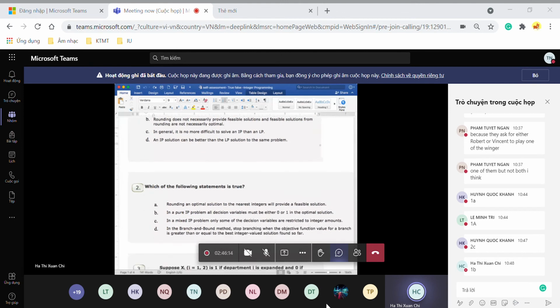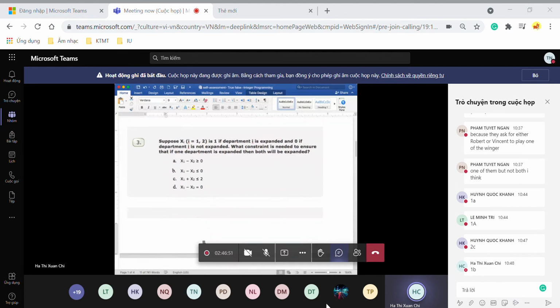For question 2, number 2, the correct answer is that a mixed integer problem has only some of the decision variables being integer, because the sum of decision variables is integer. It's not all, just some of them are integer, because that means they still have real numbers. So question number 3, everyone.